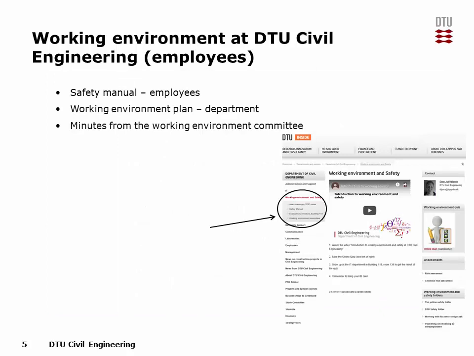Employees and students can find more information on the working environment in the department on DTU Inside. Here you will find the safety manual outlining overall information on the safety and working environment at the DTU Civil Engineering. A working environment plan is drawn up yearly with targets for the environment at DTU Civil Engineering, as well as minutes from the Working Environment Committee.